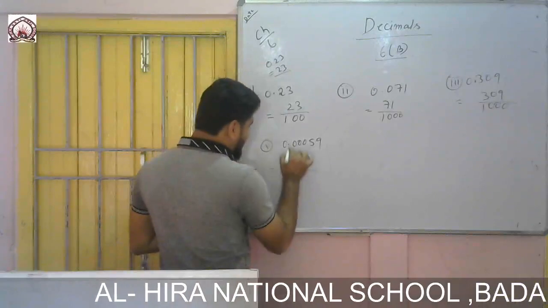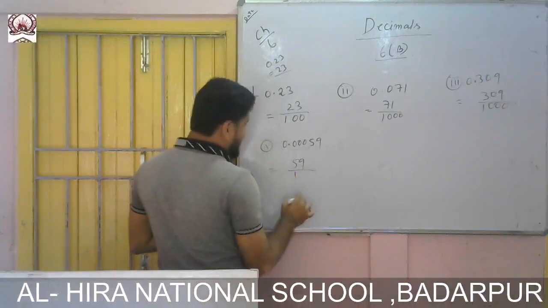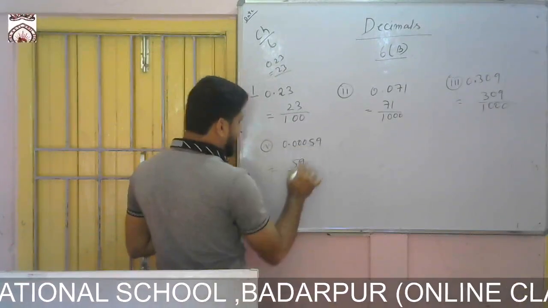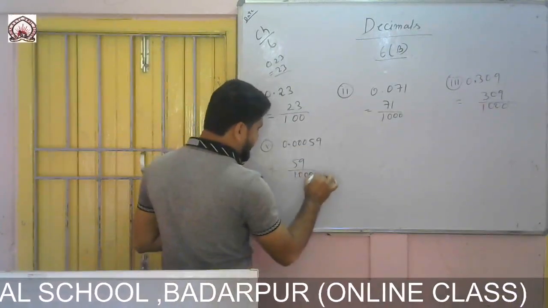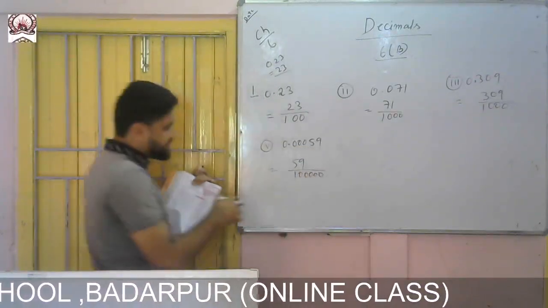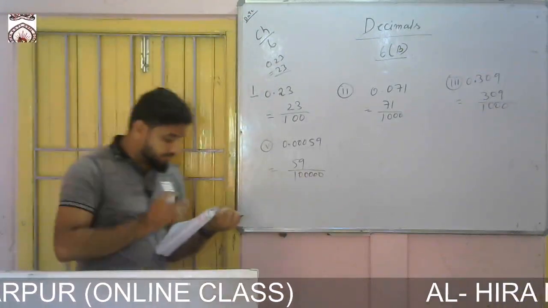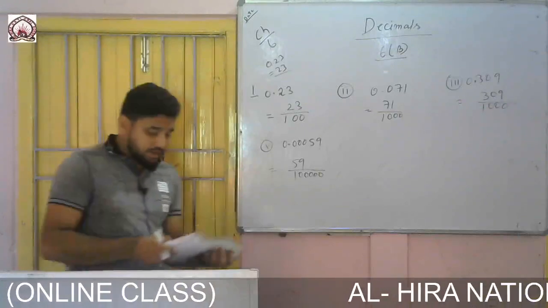Then for the point you put 1. Then after the point, how many places? 1, 2, 3, 4, 5. So 1, 2, 3, 4, 5 places. Okay. So the rest you can practice.